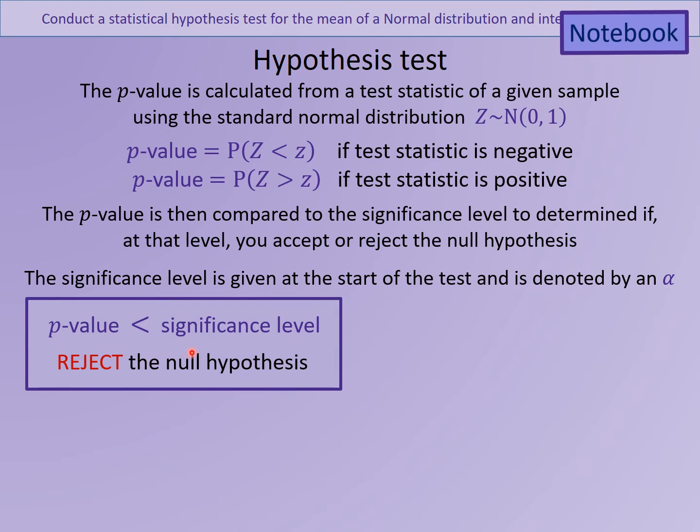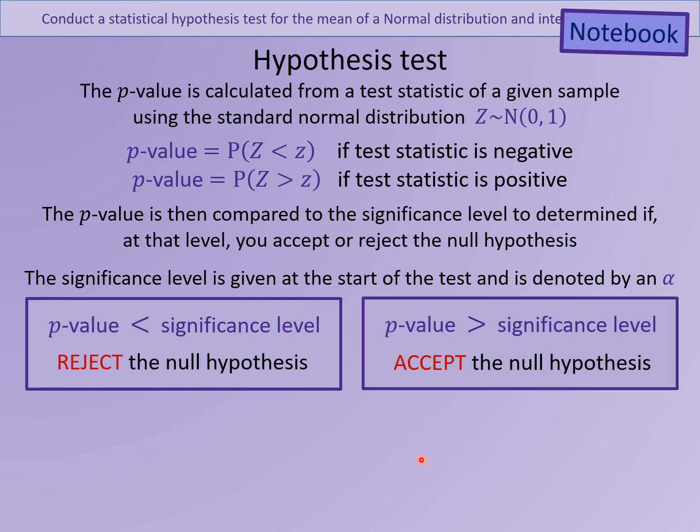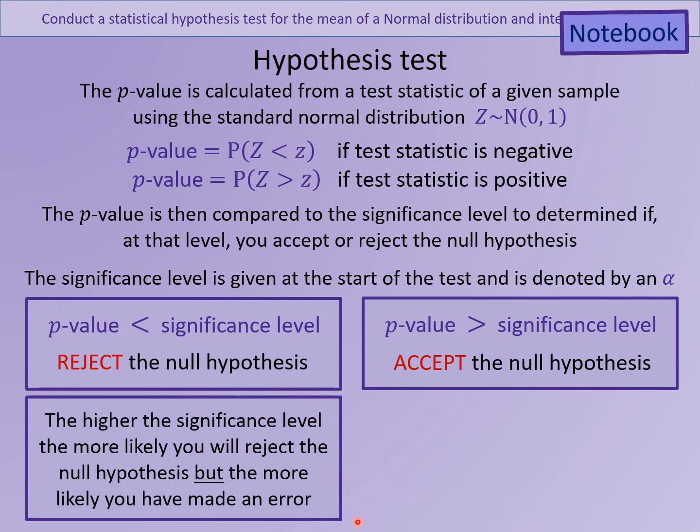So if the p-value is less than the significance level, then we reject the null hypothesis. But if the p-value is greater than the significance level, we accept the null hypothesis. And we would say there is significant evidence to suggest that the null hypothesis is correct. Okay, and that's what it's saying here.